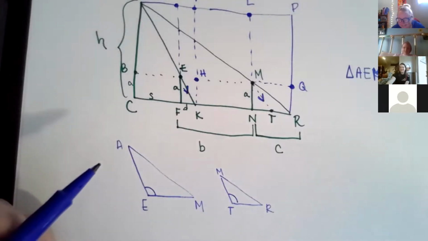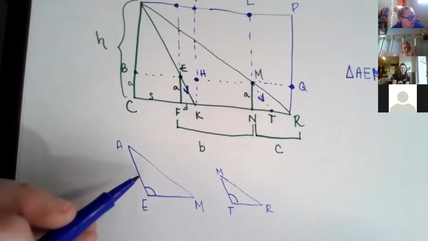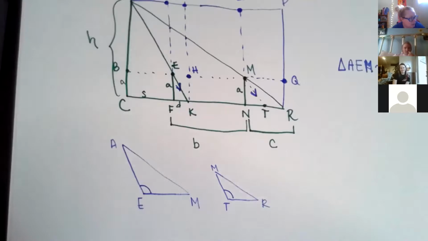Alright. Okay, so I know that those two angles are going to be congruent. So I need at least to show that somehow these sides are proportional, or these angles are all the same. So how do I get that part?